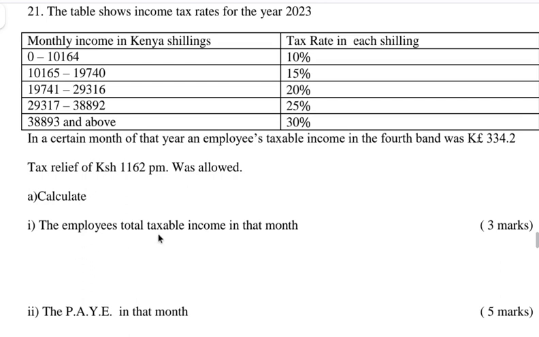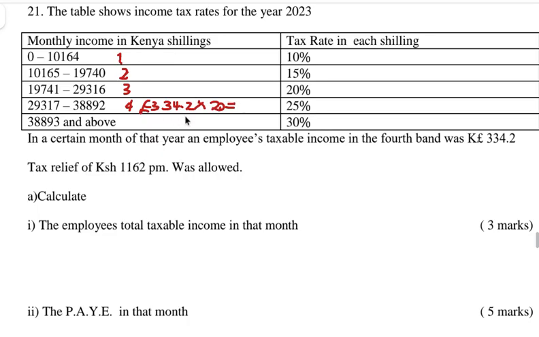So the employee's total taxable income in that month. Wapata vipi hiyo total taxable income? Kumbuka ulipewa taxable income in the fourth band, ukaambiwa 334.2. So this is the first band, second, third, and this is your fourth. So in your fourth band, taxable income yako ni 334.2 pounds. So let's say nataka kubadilisha into Kenya shillings, so lazima ni multiply by 20 kwa sababu for 1 Kenya pound you multiply by 20 to get Kenya shillings.